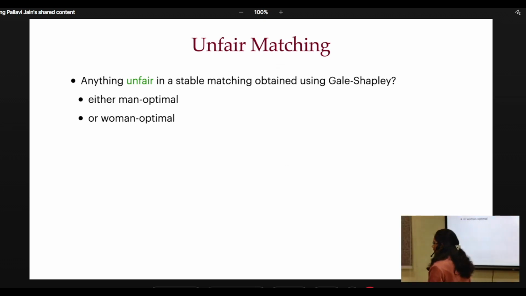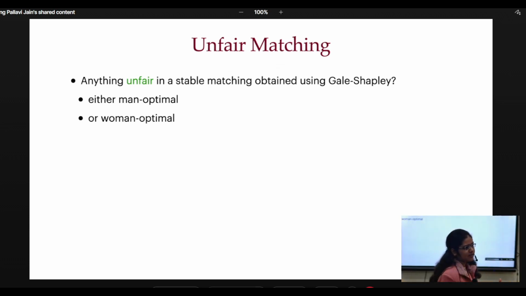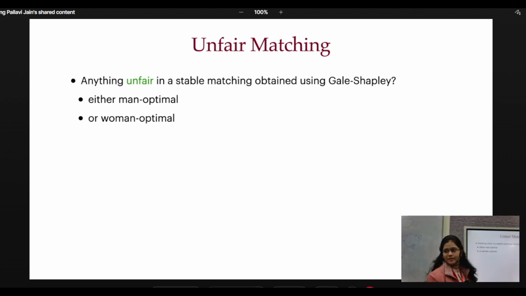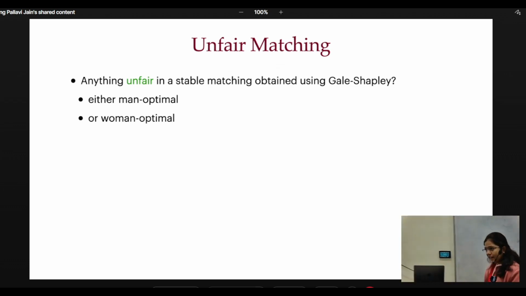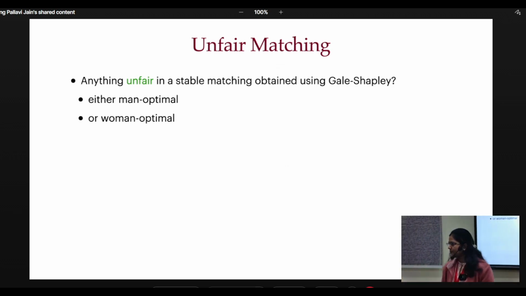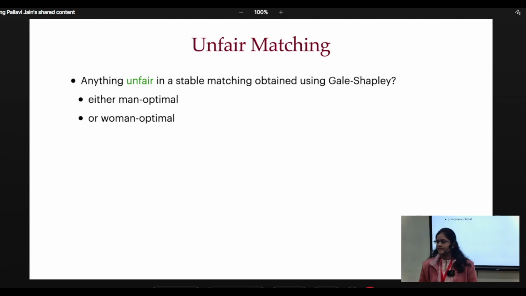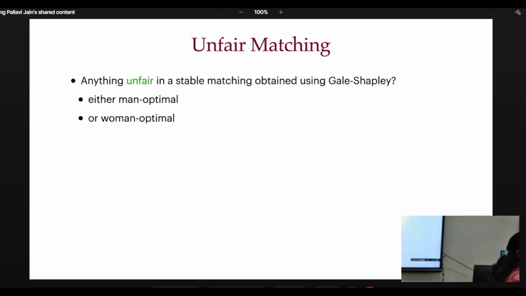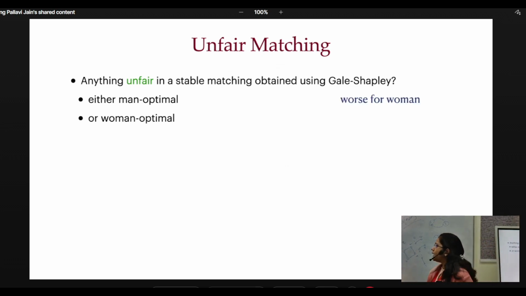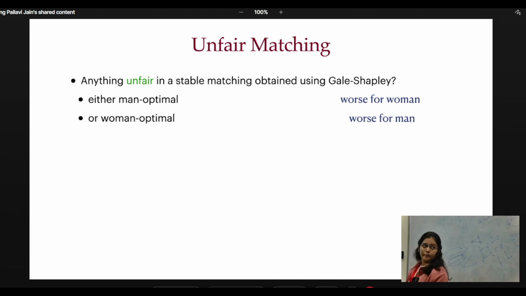Fine. Is it really unfairness? It is man optimal, towards the men's side. But what is unfair here? Maybe it is good enough for women also. So where is the unfairness? It's not just that proposing from the men's side gives the man optimal matching. The problem is that it's worse for women. And if you get the woman optimal matching, then it is worse for men.